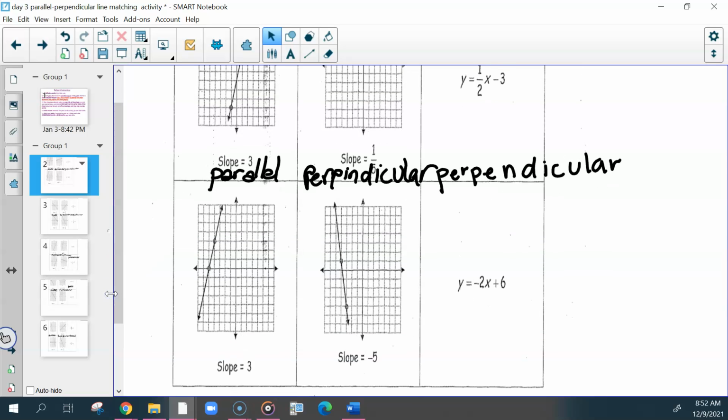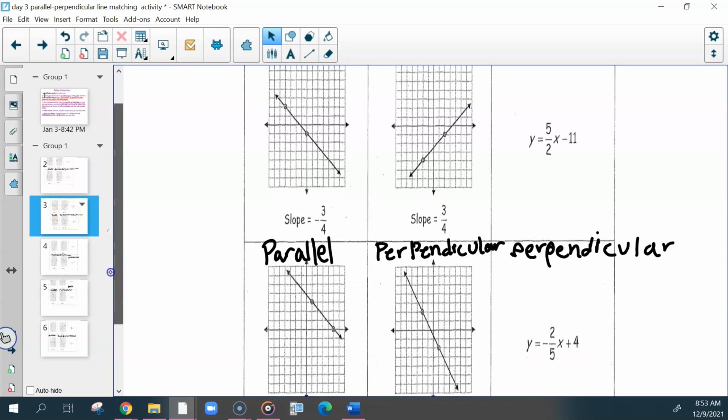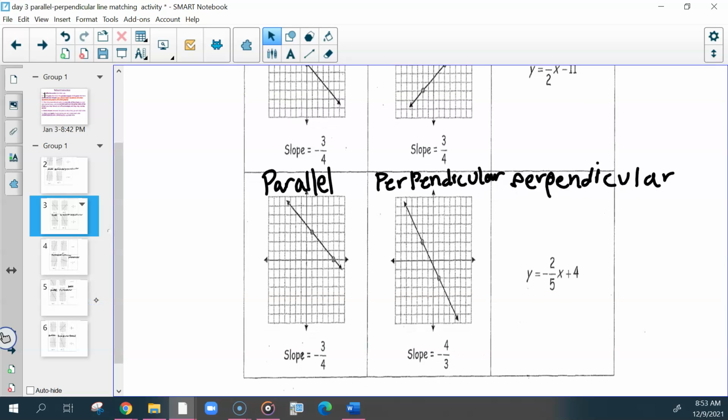The first one, parallel? Yes. Second one, perpendicular? Yes. This one, perpendicular? Yes. These parallel? Yeah. These perpendicular? Yes. And then perpendicular? Yes.